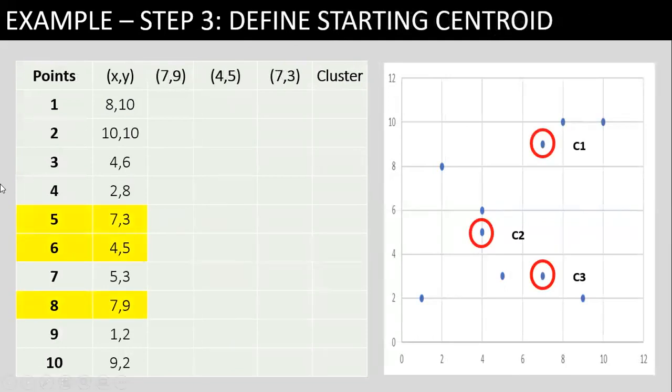Next is to define the starting centroid. Again, this could be random, so we don't have to delve much into the determination of the initial centroid. For this one, I've decided to use the centroids from points 5, 6, and 8. We will be using those xy values as our starting centroids: x equals 7 and y equals 9, x equals 4 and y equals 5, and x equals 7 and y equals 3.